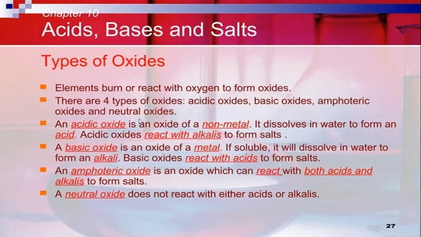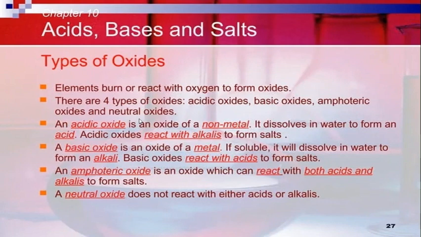So let's look at the types of oxides, and we will close out here today. Elements react with oxygen to form oxides, and there are four types of oxide: acidic oxides, basic oxides, amphoteric oxides, and neutral oxides. An acidic oxide is an oxide of a non-metal. It dissolves in water to form an acid. Acidic oxides react with alkalis to form salts. A basic oxide is an oxide of a metal. If soluble, it dissolves in water to form an alkali. Basic oxides react with acids to form salts.